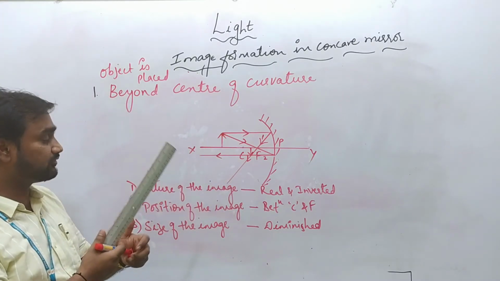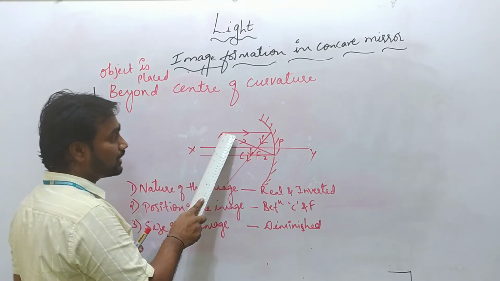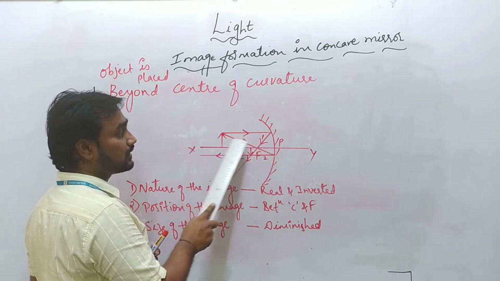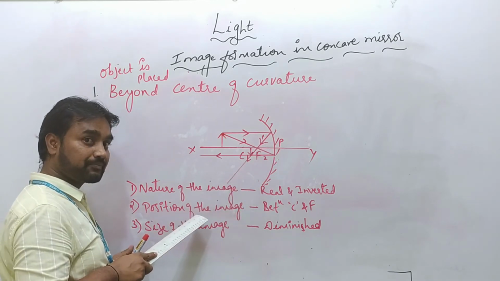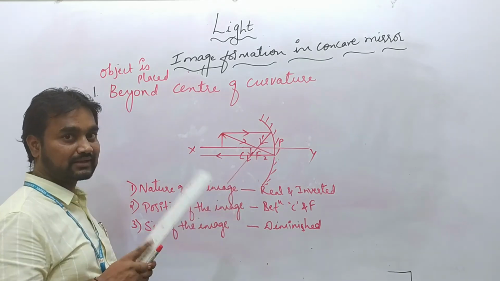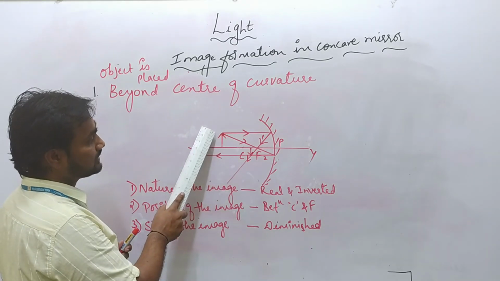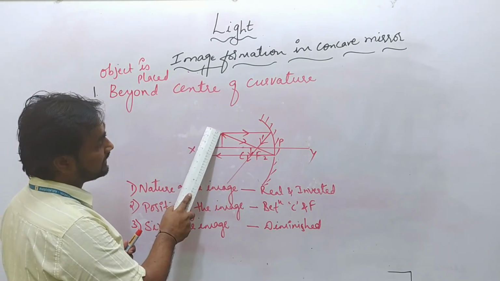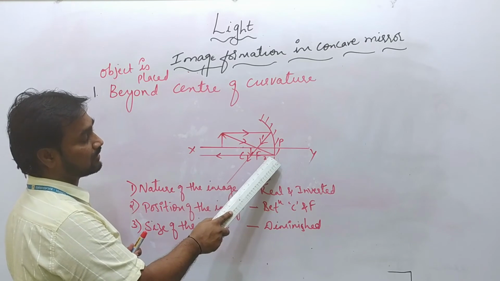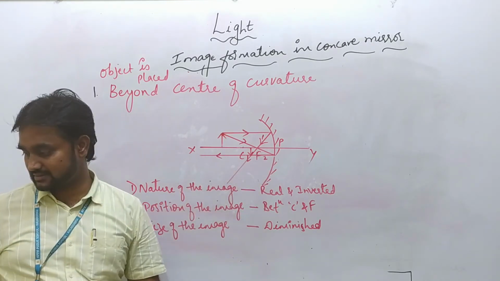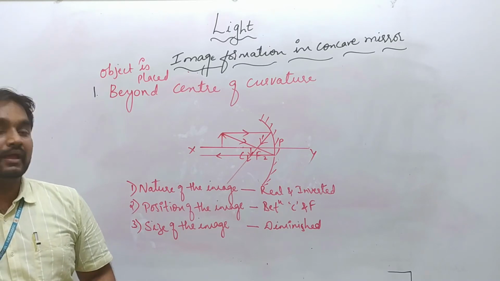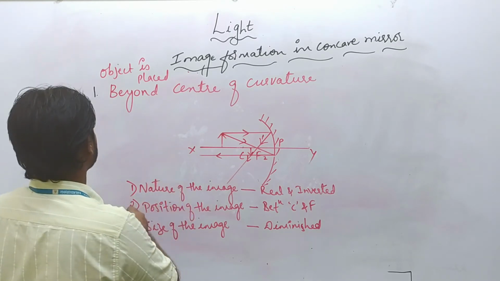And what are the two rules that we have adopted here? One rule is, when the incident ray is passing parallel to the principal axis, the reflected ray must pass through the principal focus. That is the first rule. And one more rule, the second rule we have taken here: when the incident ray passes through the principal focus, then the reflected ray will be parallel to the principal axis. Clear? So this is the second.